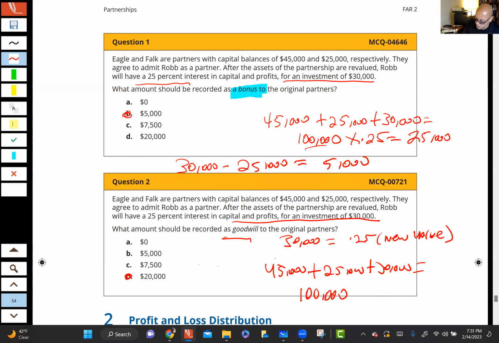then I simply take the 30,000, the way I like to do it, and divide each side by 0.25. That means that the new value is what, 120,000? Meanwhile, there's only 100,000 that's been invested. Well, that intangible asset, that cloud, is not what's been contributed. It's something that's floating around in the air. And we call that what? Goodwill of 20,000.